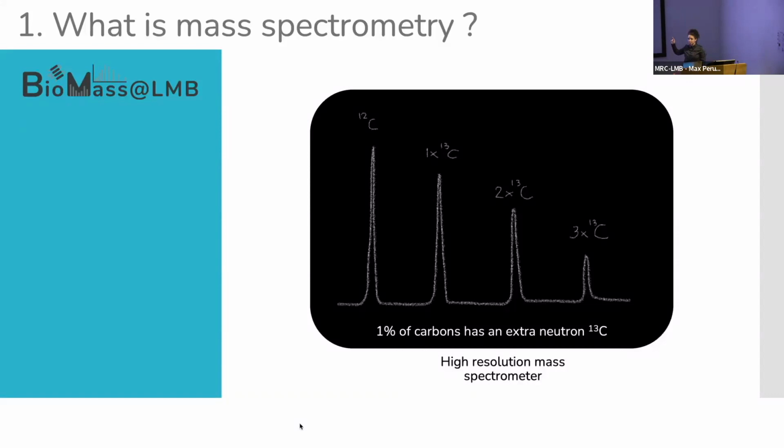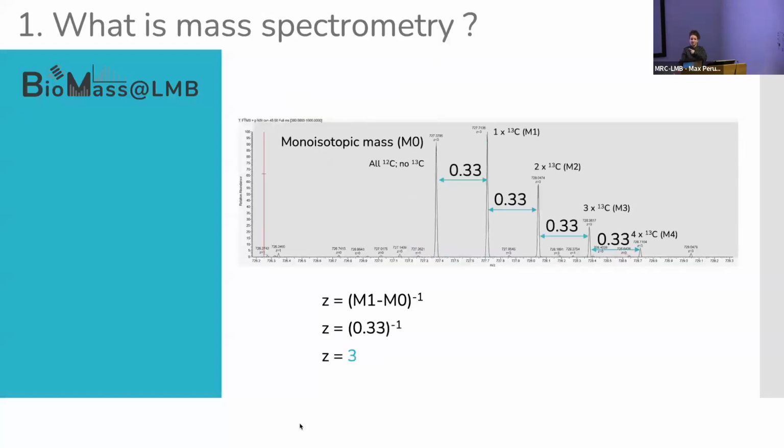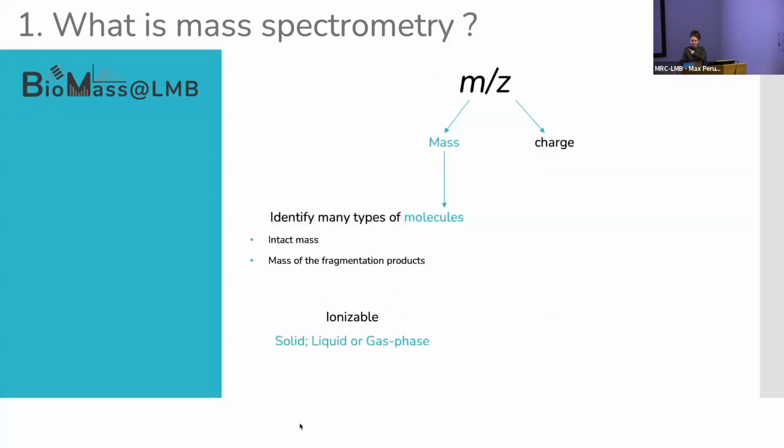If you're thinking about a singly charged molecule, the difference between the first isotopic peak, also called the monoisotopic peak, which has only carbon 12, and the next isotopic peak, which has one carbon 13, is 1. Well, that makes things easier because then we can determine the charge. Because if we now have a doubly charged molecule, the distance between the peaks is reduced to 0.5. And then on a triply charged, quadruply charged, and it goes like this.